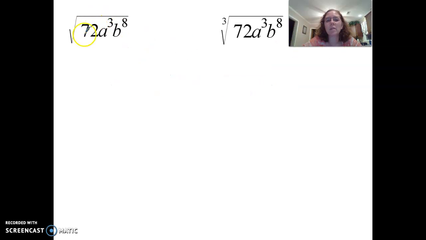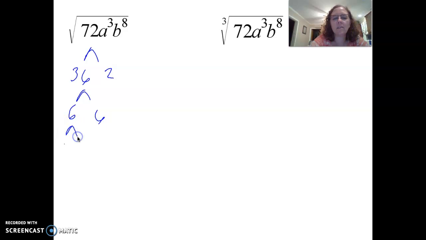Okay, so let's look at this one. This one's a square root, which is what we've already been practicing, and this one's a cube root. Okay, so it starts off the same way no matter what. We're going to start off with a factor tree. So 72, that's 36 times 2. 36 is 6 and 6, and each one of those 6's is 2 and 3. All right, and so I'm going to go through and I'm going to cross out all of my composite numbers so they don't cause me any problem while I'm trying to simplify here.